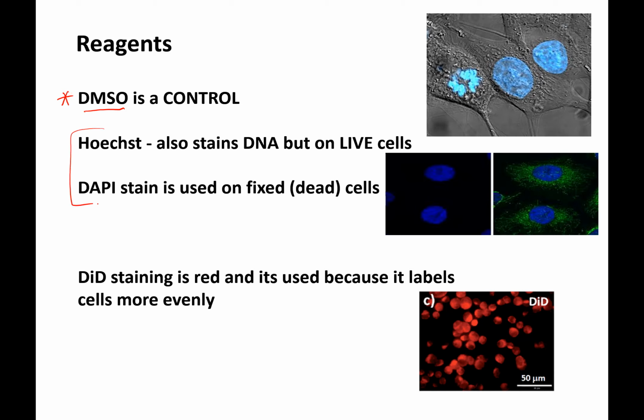Hoechst and DAPI staining are used to stain DNA or nuclei. Though really the difference is Hoechst is used on live cells and with DAPI you have to fix the cells, but they both stain the nuclei blue so that you can have an orientation to cells. DiD staining is a red stain, and the only thing I can glean from this is it's really good because it labels cells very evenly, so perhaps that's why they used it. I honestly don't understand why they used all these different stains.